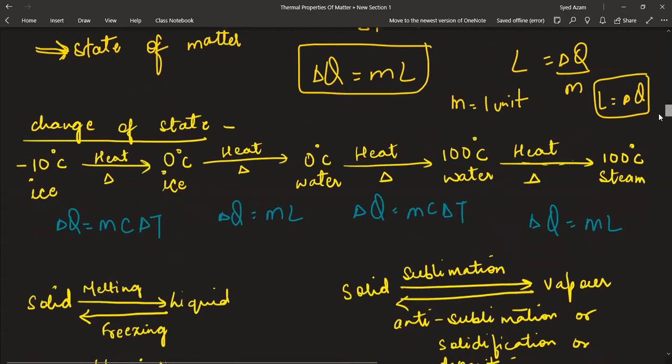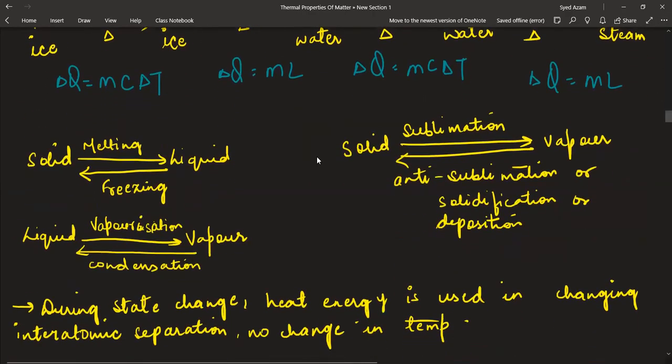Okay, now there are different types of latent heat also. This depends upon the process. If solid is melting into liquid, or liquid is freezing into solid, you use the latent heat of fusion. If solid is turning into vapor, that is called sublimation. Vapor turning into solid is anti-sublimation, solidification, or deposition. If liquid is converting into vapor, that's vaporization, and vapor into liquid is condensation. These are just the names of the processes that I have mentioned, so that if it comes in the question, you can use any of these processes.